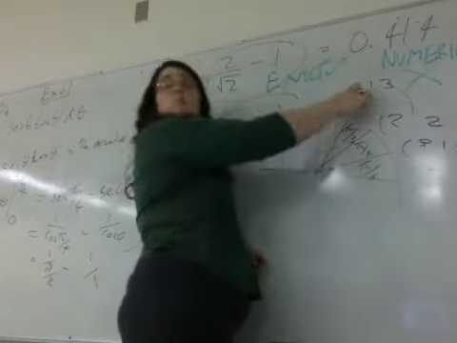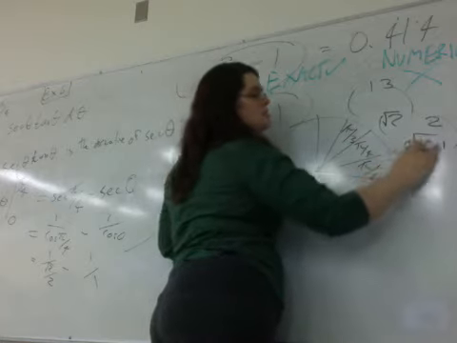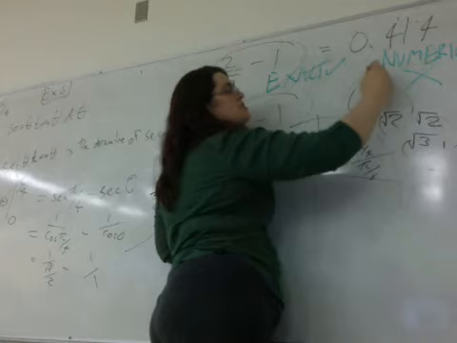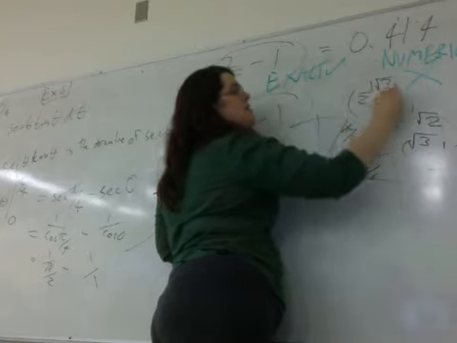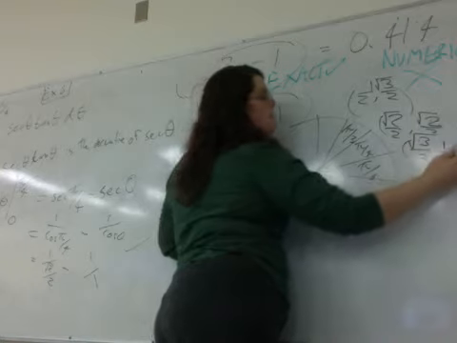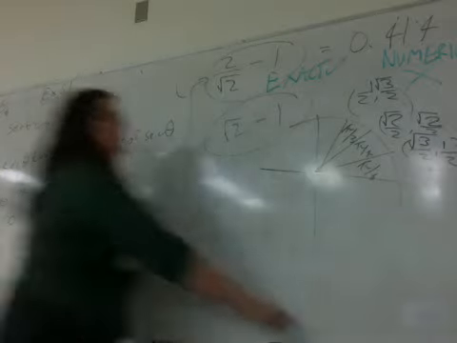Square root of 1 is just 1. Square root of 2 is square root of 2. Square root of 3 is square root of 3. Sorry, that 3 is ugly. If I divide it all by 2, I'm going to do this again on the other side of the board where I have more space, because that looks really ugly.